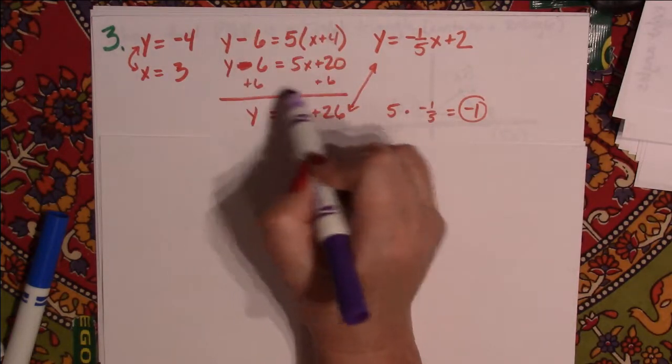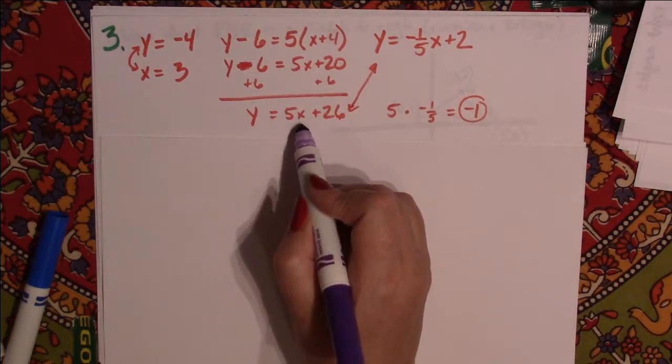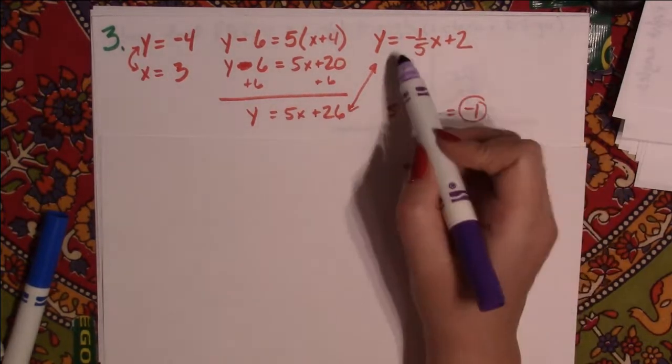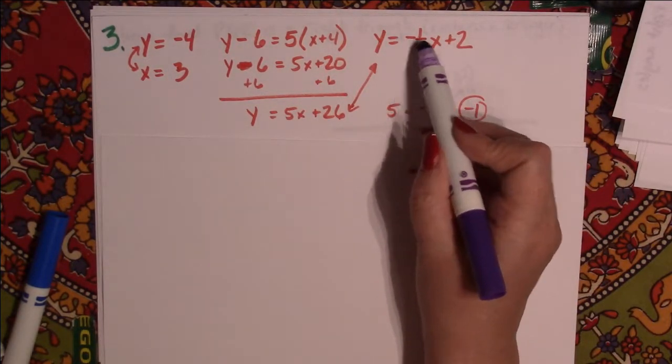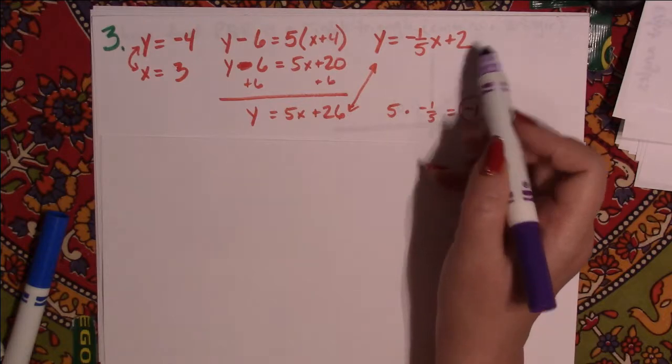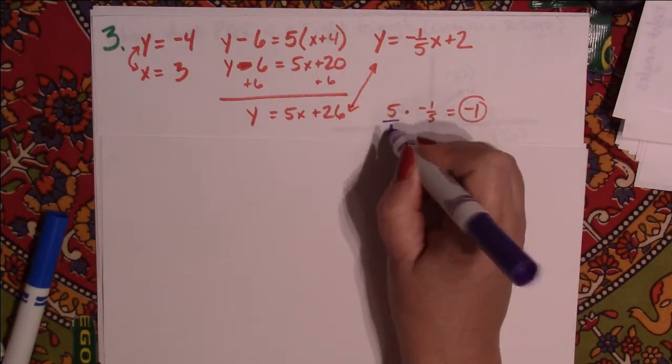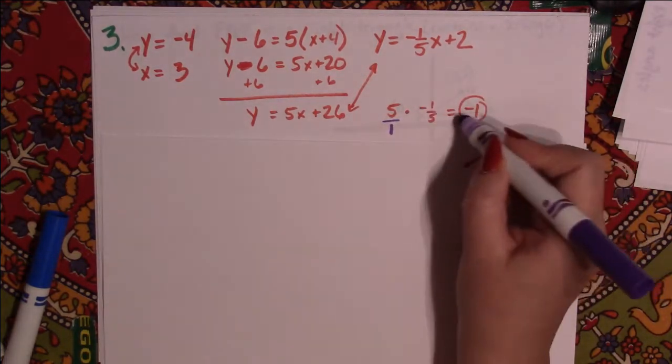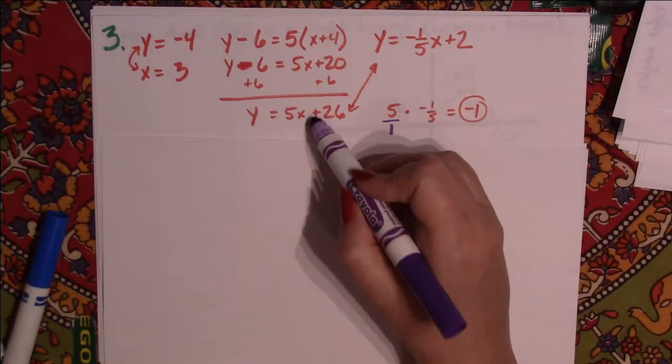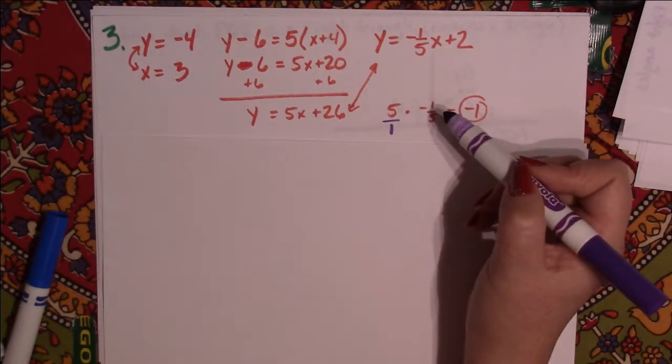And we have to figure this one out to get to y equals 5x plus 26. And the other line they give us is y equals negative 1/5 x plus 2. And 5 over 1 times negative 1 over 5 is going to give us negative 1. So these two are perpendicular as well.